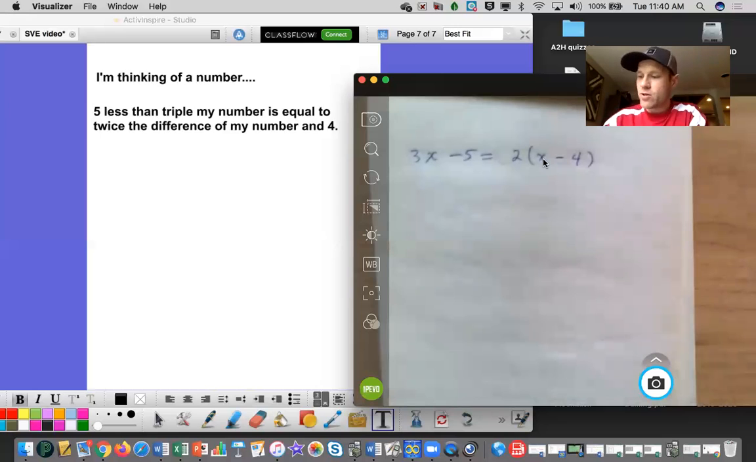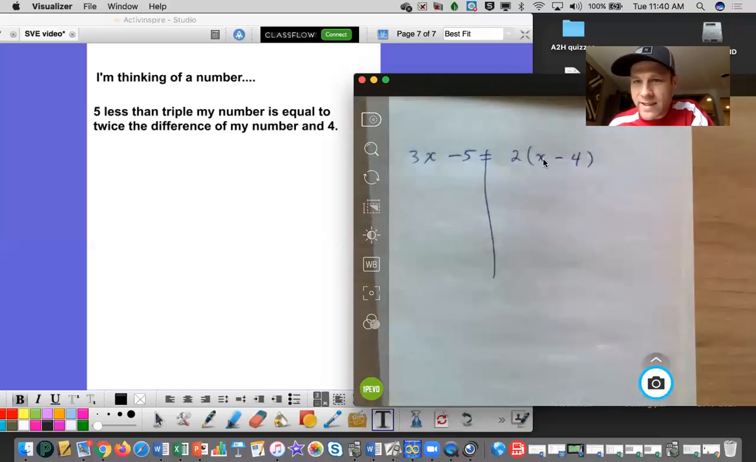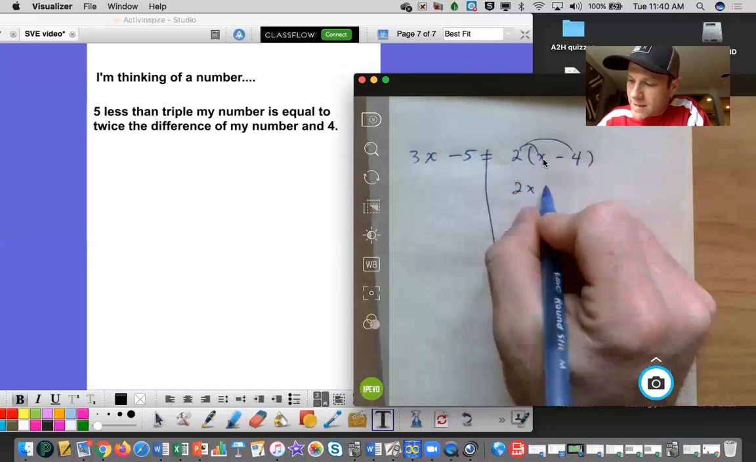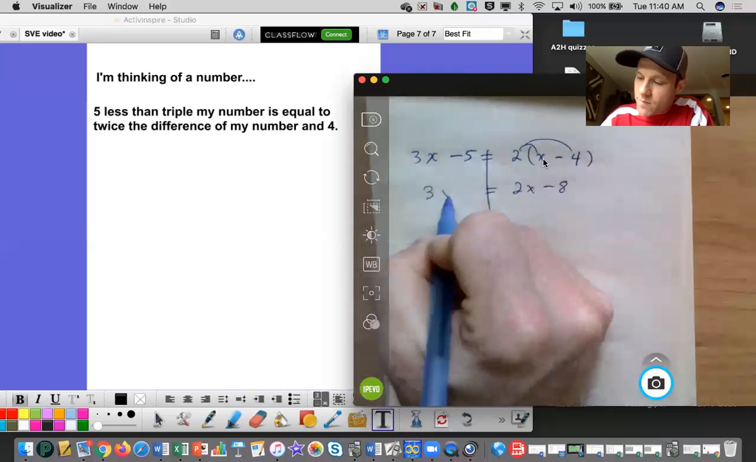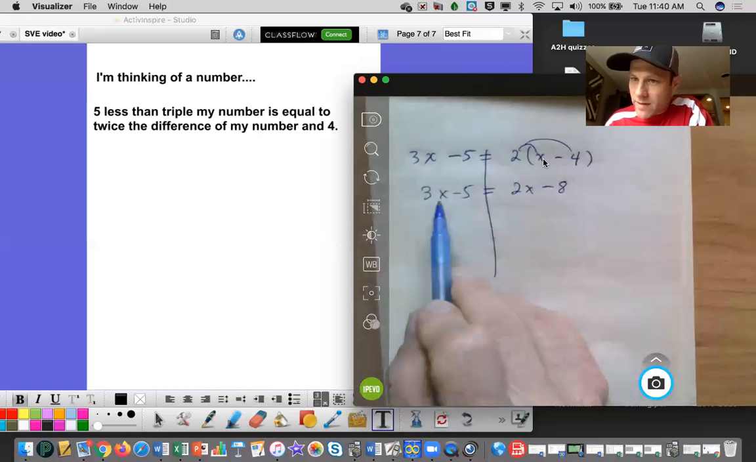And now we'll use our solving equations process where we distribute, combine like terms, move the variables all to one side, and solve the two-step problem that remains. So here I got to distribute. It'll be 2x minus 8. Over here, I don't have anything to do. I just drop it back down. And now I check for like terms over here, and I don't have any like terms.